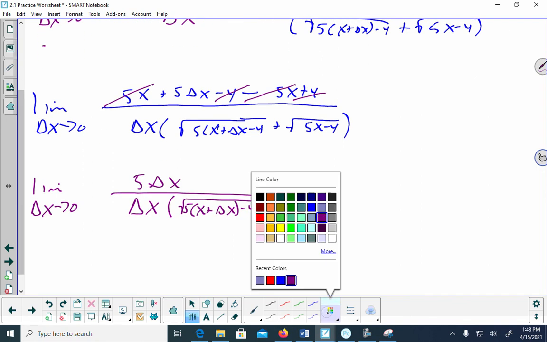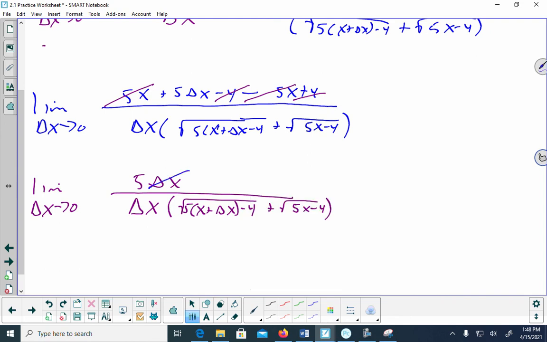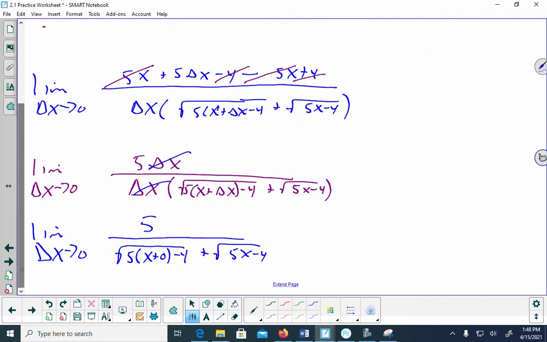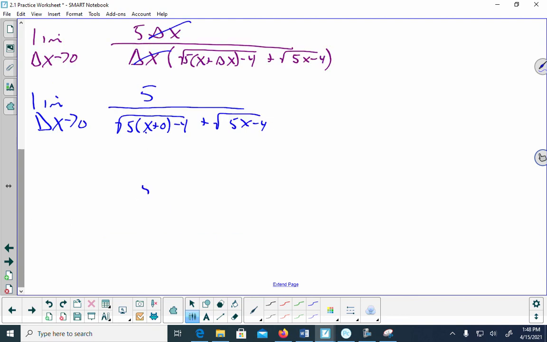Now the delta x's will simplify, which is great. That means I can put 0 in for delta x because I took care of that problem in my denominator. So I'm going to have 5 over the square root of 5 times x plus 0 minus 4, plus the square root of 5x minus 4. So if this is 0, then this is 5x minus 4, and this is 5x minus 4. So I have two of them. So I'm going to write 5 over 2 times the quantity of 5x minus 4, the square root. And that will be my derivative.